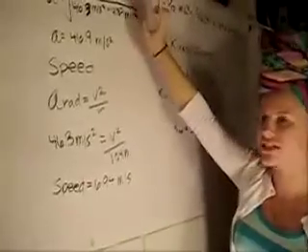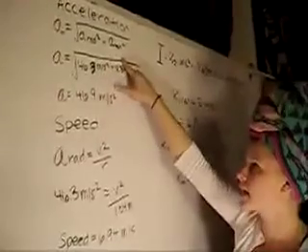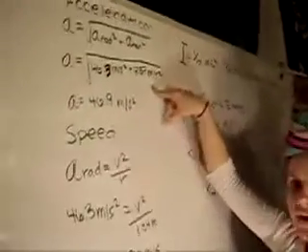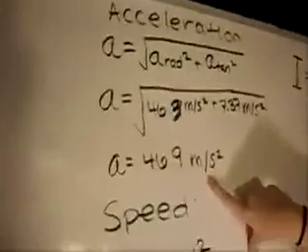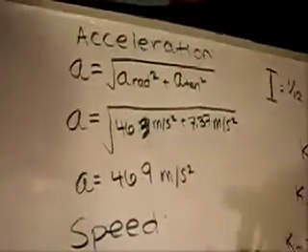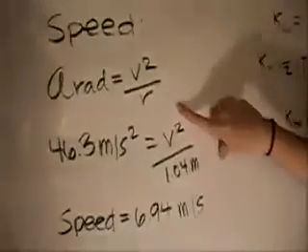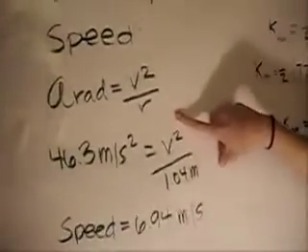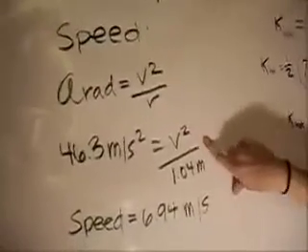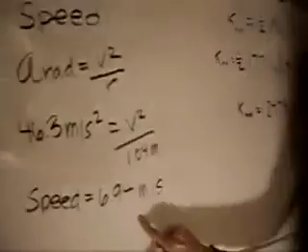Find acceleration. So acceleration is the square root of a rad squared plus a tan squared. When you plug in all the numbers, acceleration is found to be 46.9 meters per second squared. After that, you can find speed, and the equation for speed is a rad equals v squared over r. You have to solve for v squared, and that gives you 6.94 meters per second.